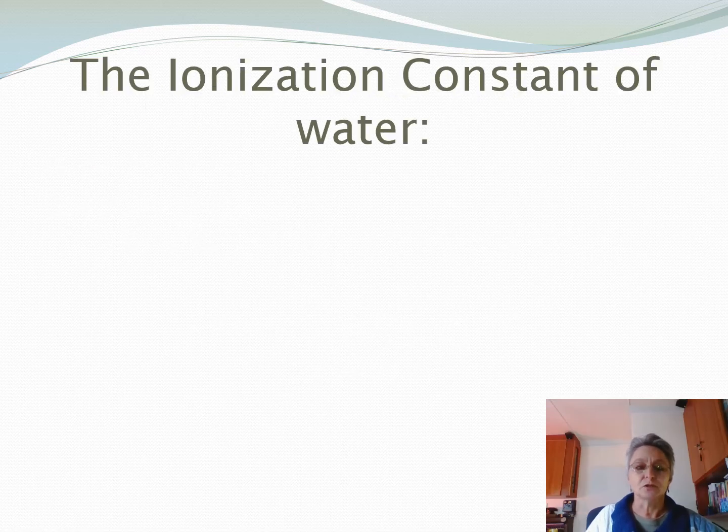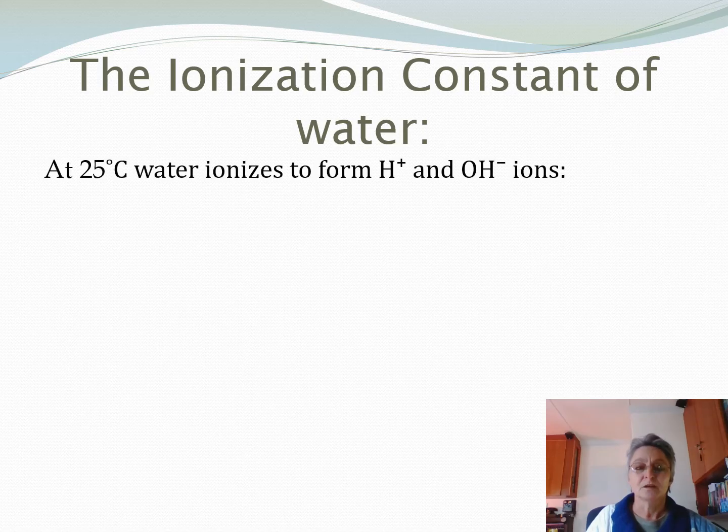Lastly, we're going to look at the ionization constant of water. Now, you've never before considered water to be ionizing or dissociating into ions by itself. So this is a brand new concept for you. At 25 degrees Celsius, the scientists tell us that water ionizes to form the hydrogen ion and the hydroxide ion.